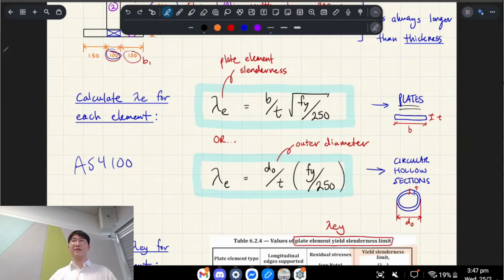These are empirically found formulas, by the way. They did a bunch of lab tests, and these are the best numbers to predict the behavior of it.